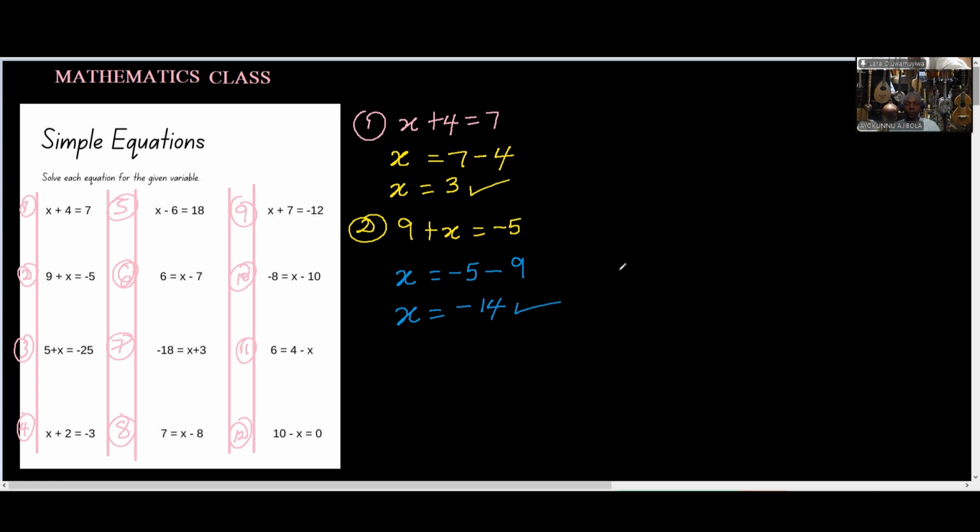Okay. Now, number 3, we have 5 plus x is negative 25. So what is going to be left alone? That is the x, right? If x is left alone, there is negative 25. So what am I bringing outside? I'm bringing the 5, right? And that will be negative 5. So what do you think my final answer should be?